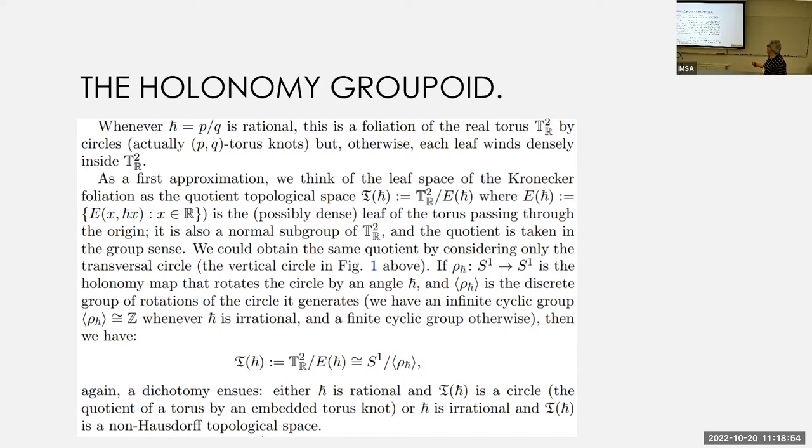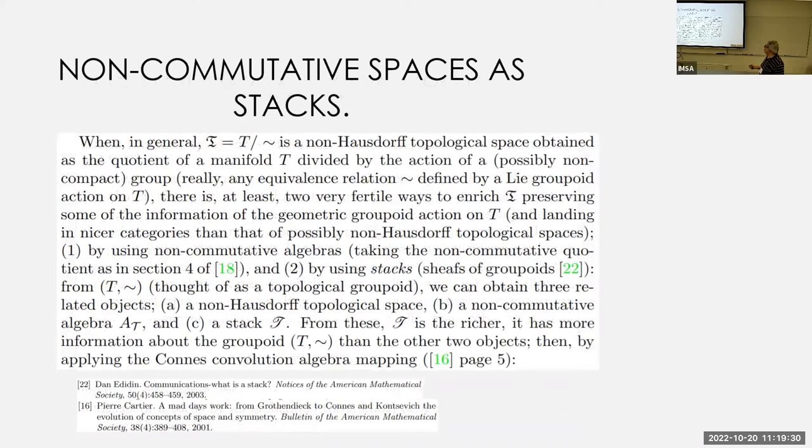We would obtain the same quotient by considering only the transversal circle and the rotation by the angle h bar. If h bar is rational, we get a circle, since a rational rotation gives a circle of smaller radius. But if h bar is irrational, then I get this dust, this non-Hausdorff space. So we have this topological space, but it's non-Hausdorff. You can do a little bit better if you consider them as stacks, and this is what we will do.